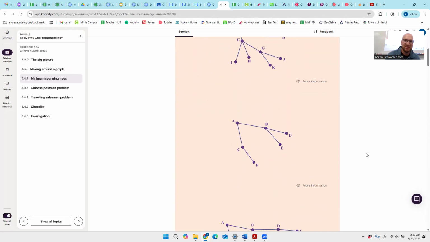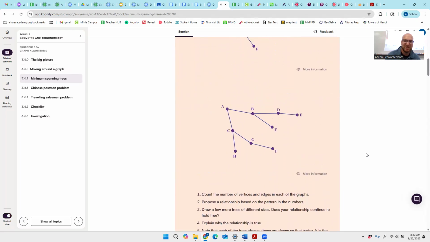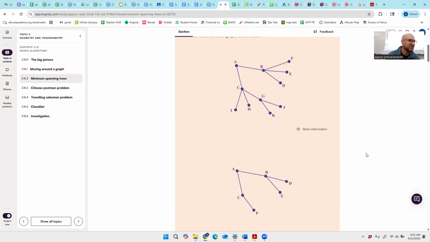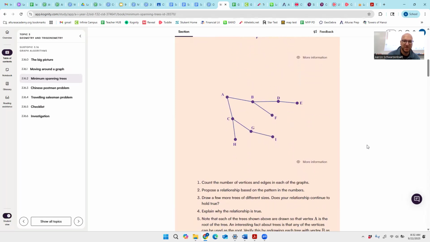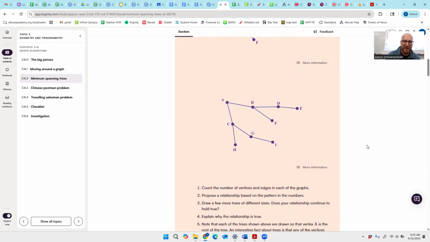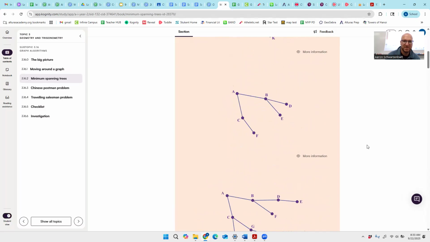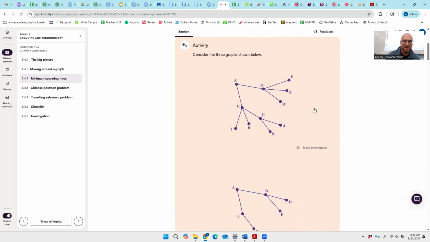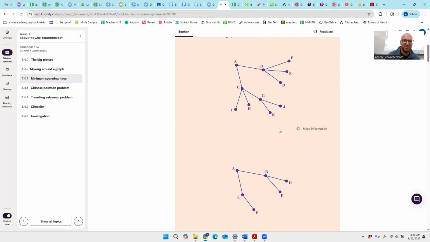So it says here, consider the three graphs. Count the number of vertices and edges on each graph. That's pretty easy. You guys can all do that. Propose a relationship based on the patterns. What do you think the relationship between the number of edges and the number of vertices is?